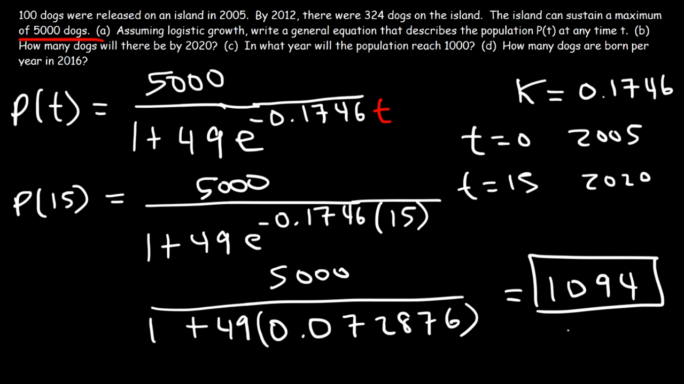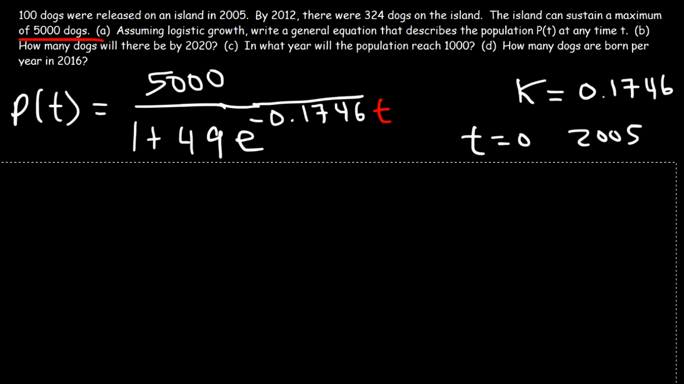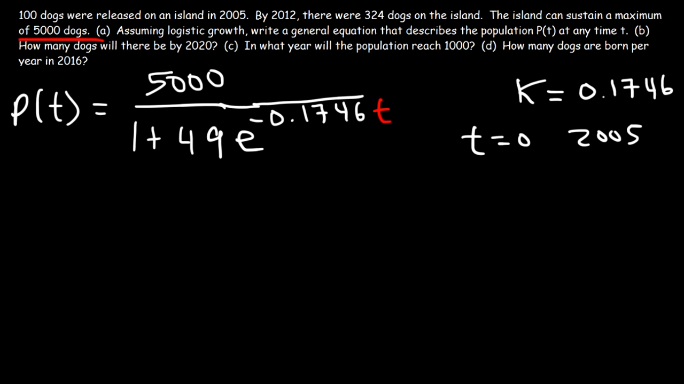So now let's answer the next part of the problem. Part C. In what year will the population reach 1,000? So we know it has to be before 2020, because by 2020 it's 1,094. It could be 2019, it could be 2018, but let's figure it out. So what do we have to do to get the answer? What would you do? So we need to replace P of t with 1,000, since that represents the population. And our goal is to solve for t.